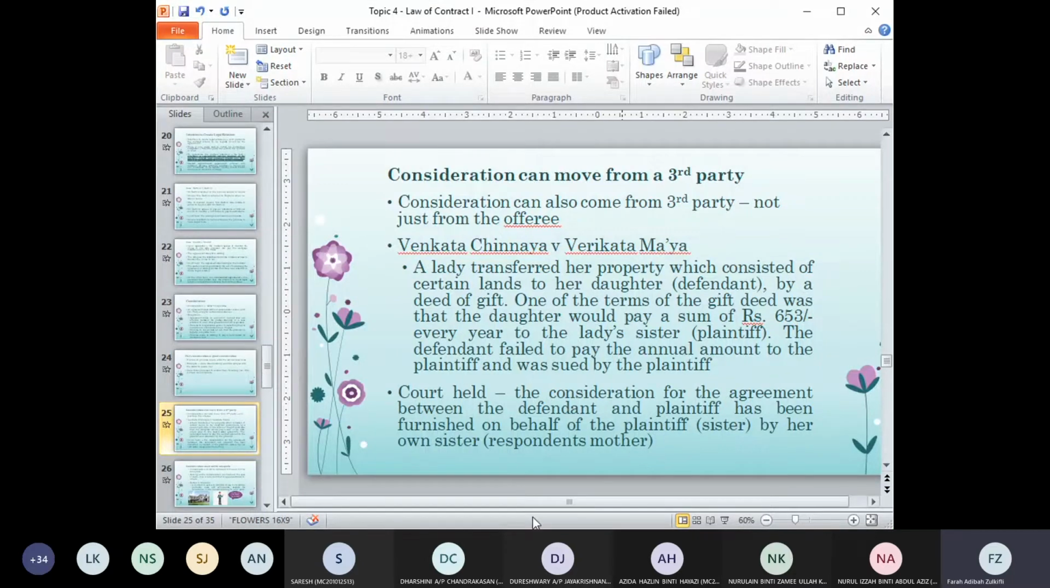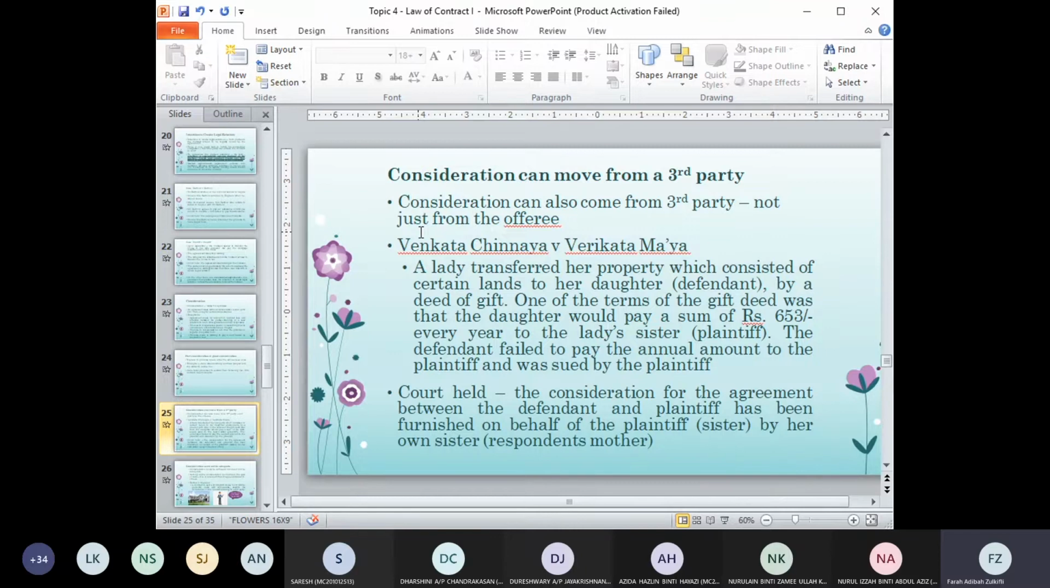in this case, a mother transferred certain lands to her daughter. So the mother gave her daughter some lands on the condition that the daughter has to pay, this is an India case, 653 rupees every year to, I think, her auntie, because the lady is her sister. So the mother said, I will give you my property, but with the condition that every year you have to pay 653 rupees to my sister.